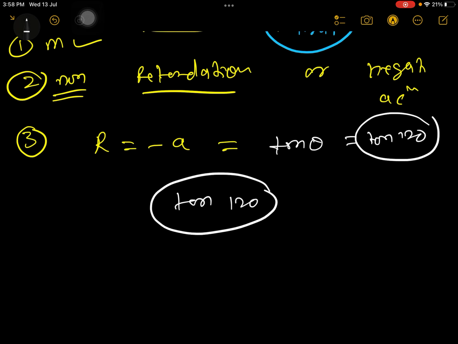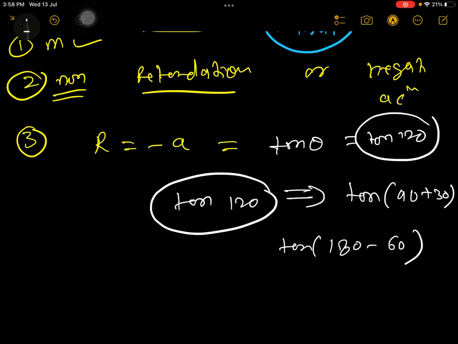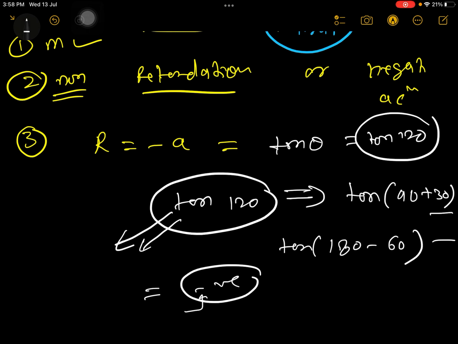Okay, so now we have to calculate the tan 120 value. You can calculate as 90 plus 30, or you can calculate using 180 minus 60. Two ways are there. You can easily get the answer. Comment me what will be the answer. This answer will come negative, don't worry. Why is negative coming? Because it is retardation. That's why the answer is coming negative automatically.